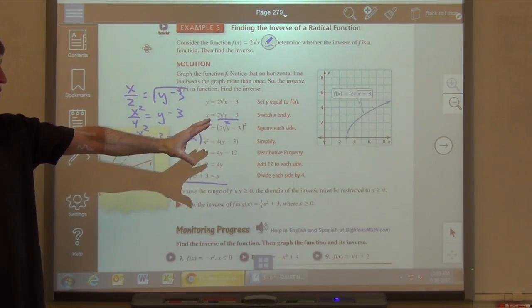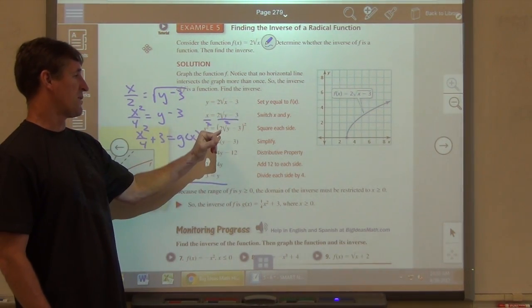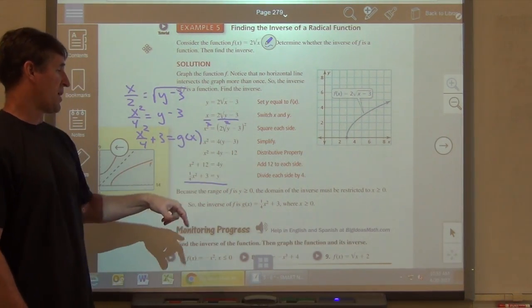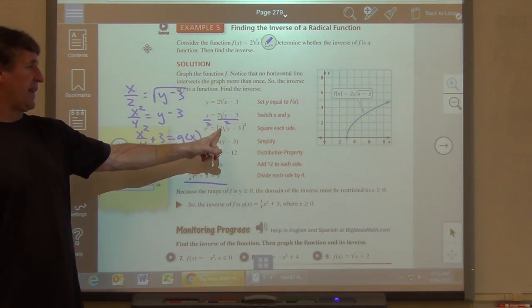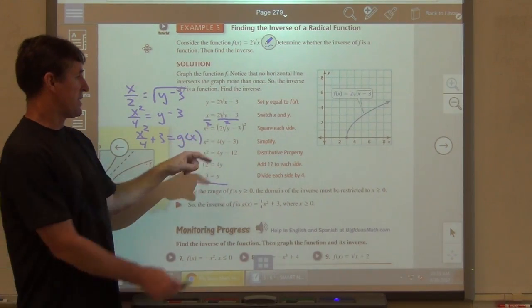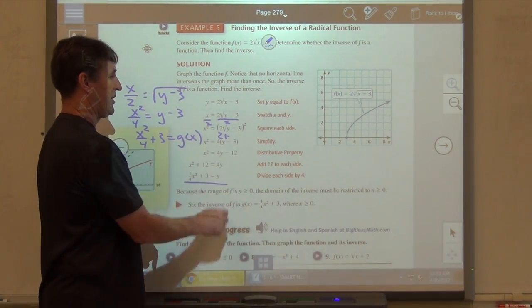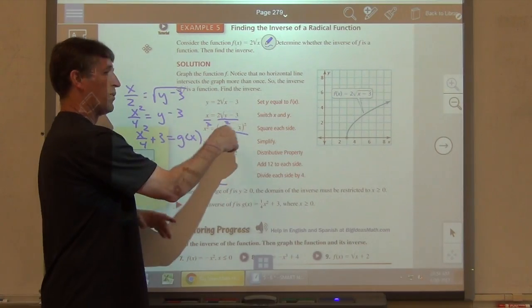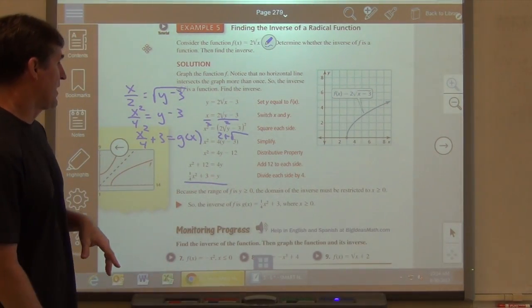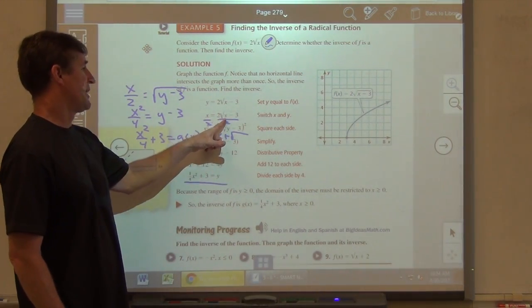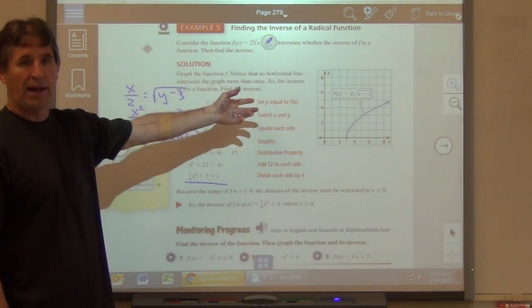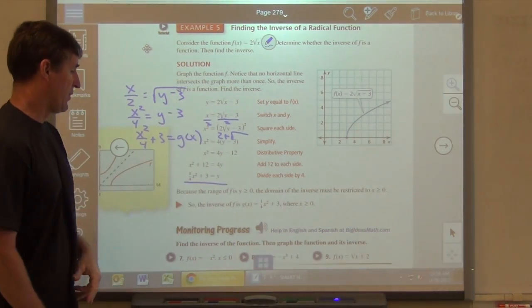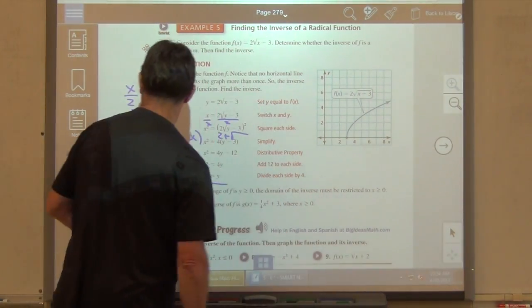I just like to get the radical parts by themselves before I start squaring both sides, but it's fine to do it this way. The only thing you have to be careful of is if this was a like 2 plus and you did that, then you would have to FOIL that and it gets really complicated. So I would get in the habit of getting the square root or radical by itself first and not doing it the way the textbook did it there.